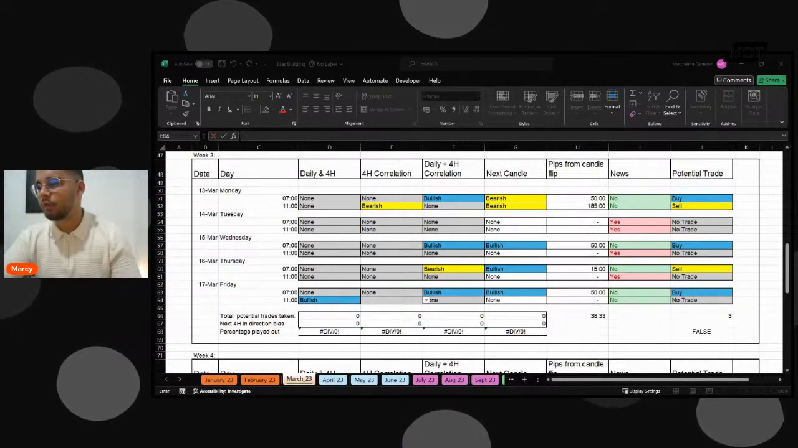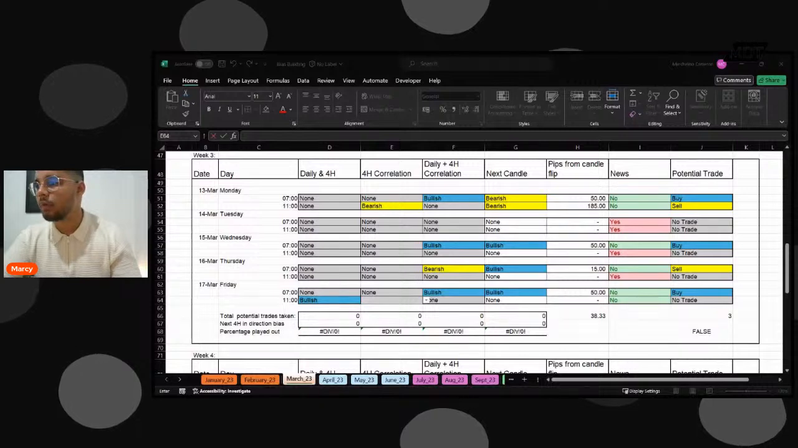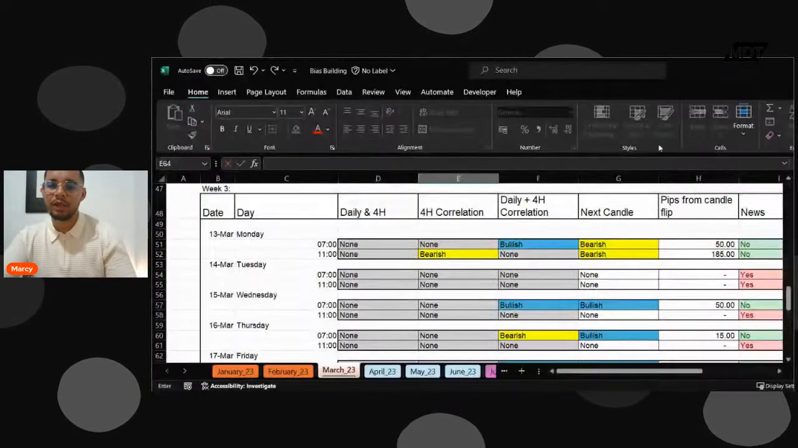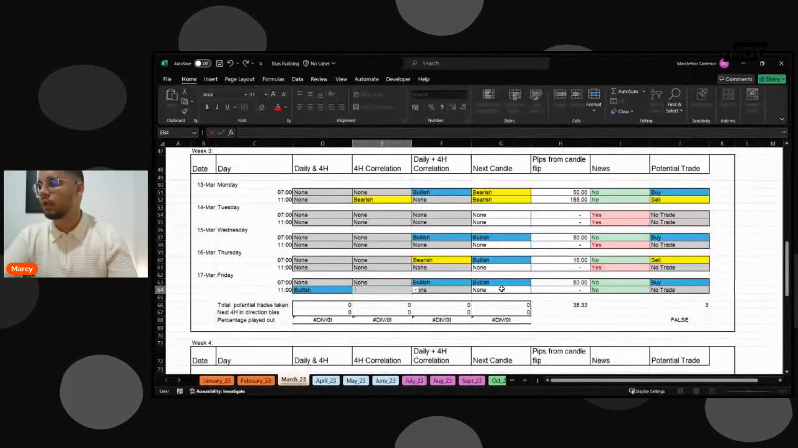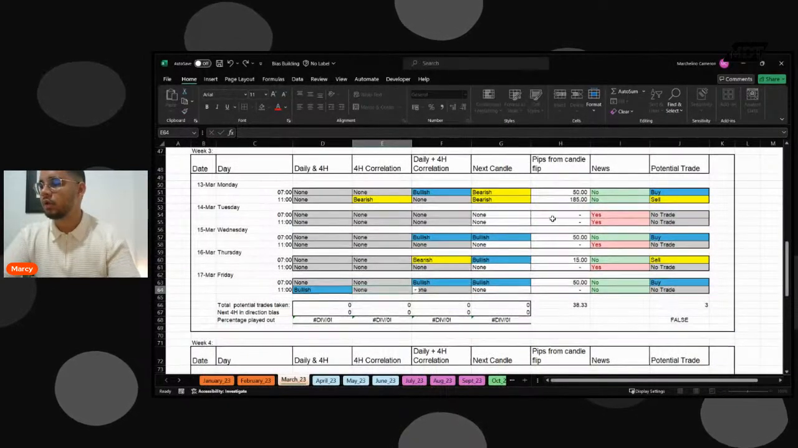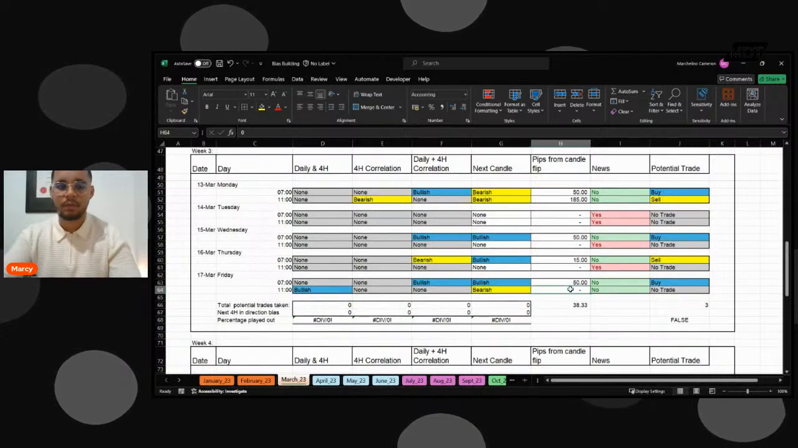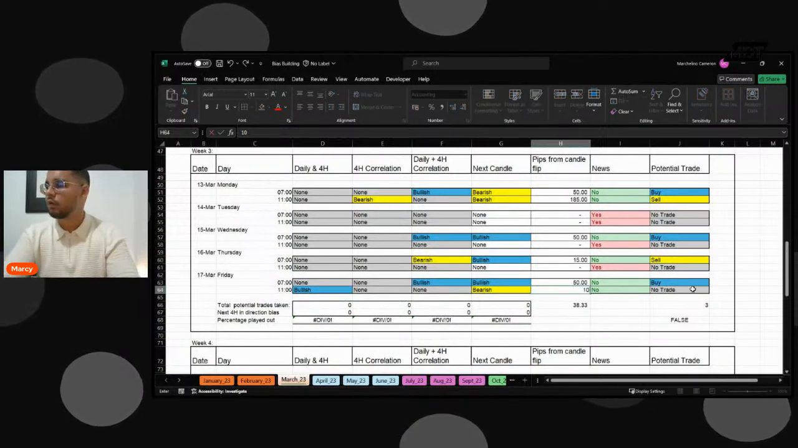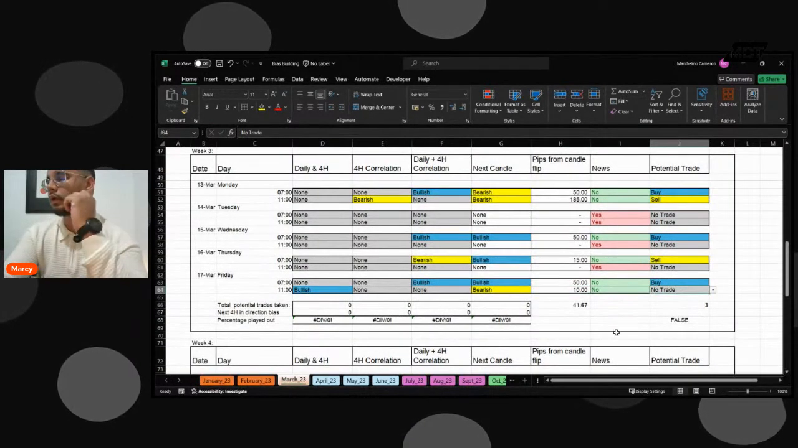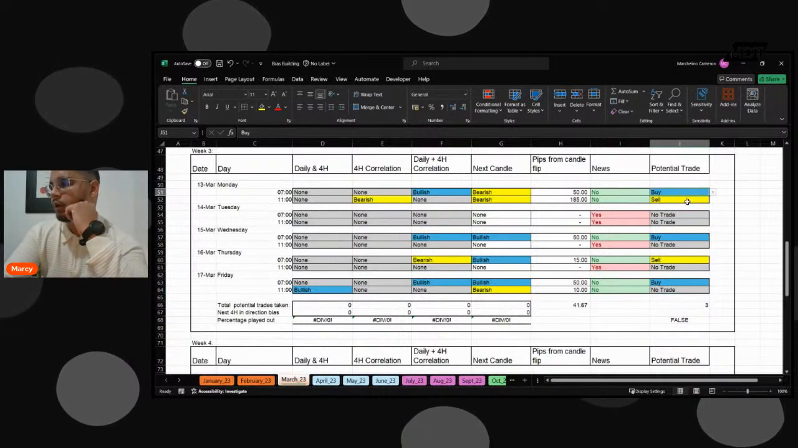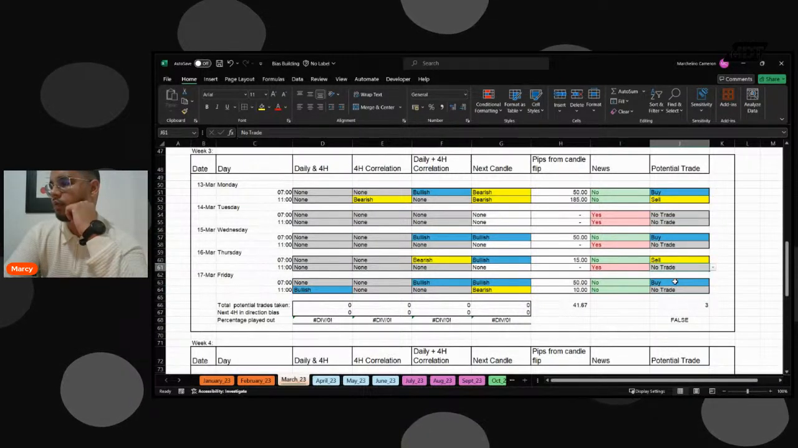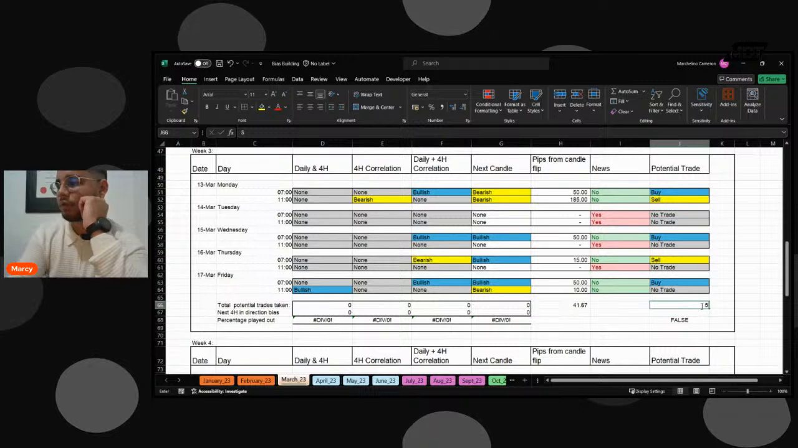And what you can see is that the next candle closed bearish. How many pips did we push to the upside? Just about 10, which means that's no trade. So this is a bearish candle, 10 pips, which means it's no trade effectively. Yeah, we would have taken 1, 2, 3, 4, 5 trades in 1 week. That's a lot of trades, bro.